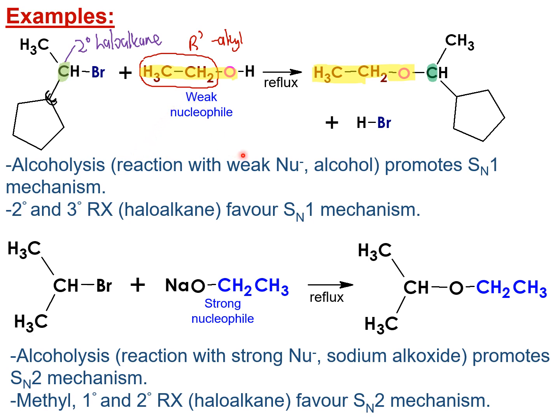Kalau digunakan weak nucleophile, dia akan promotes SN1 mechanism. Dia akan buat SN1 mechanism kalau let's say dia nak kena buat mechanism lah. Okay, and then for secondary or tertiary haloalkane memang always favor SN1 mechanism anyway. Okay, next let's look here. Okay, this carbon pun is actually a secondary haloalkane, isn't it? Because this carbon is bonded to another 2 carbon atoms. So this carbon will be a secondary haloalkane.